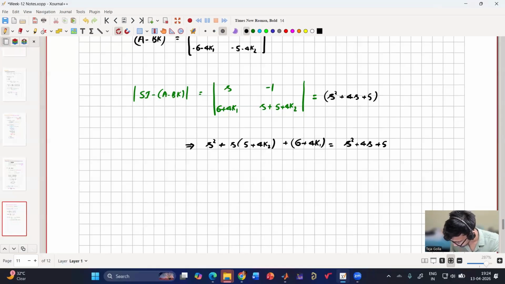Right? I think I have not made any mistake. So now if I compare, I'll get 5 plus 4k2. So this is what I'm saying. You will get two independent equations. So k2 is nothing but 1 by 4 or 0.25, and then 6 plus 4k1 is 5, so k1 is nothing but minus 0.25, right? And this is also minus 0.25.